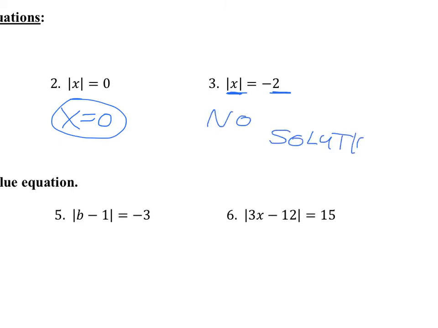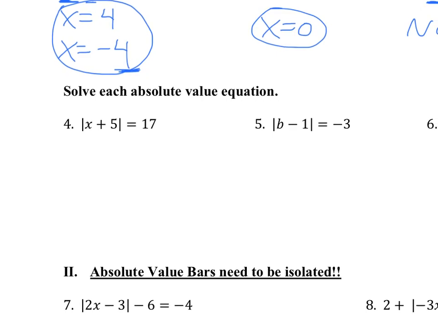Now remember, it can't equal a negative because absolute value deals with distance. You never ever say you traveled a negative distance. So like I said, most cases you get 2 answers. Every now and then you'll see those special cases where you get 1 answer if the absolute value is set equal to 0, or you get no solution if the absolute value is set equal to a negative. Alright, okay, I'm just going to do 4 and 5 and that'll be it.